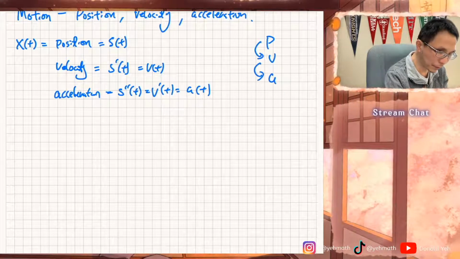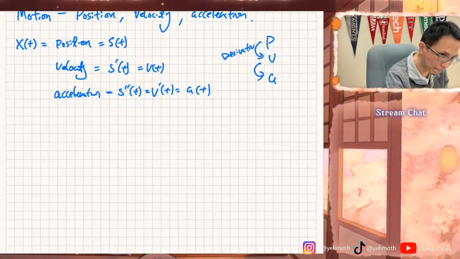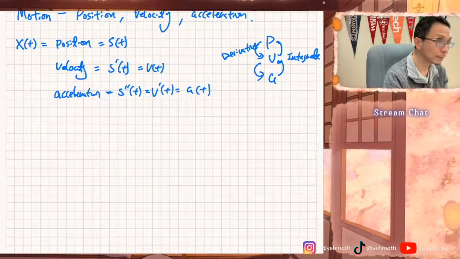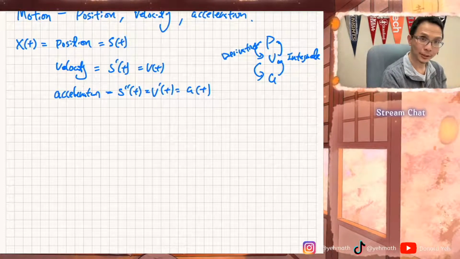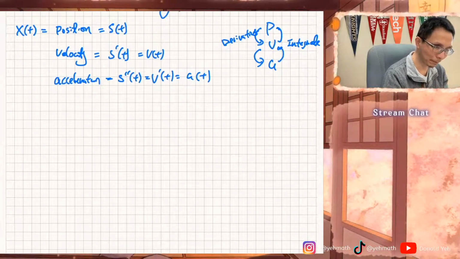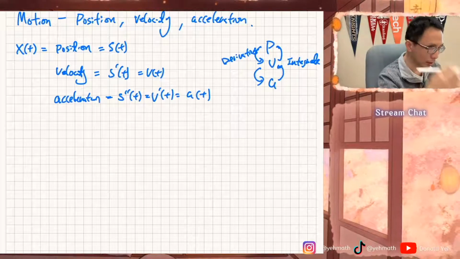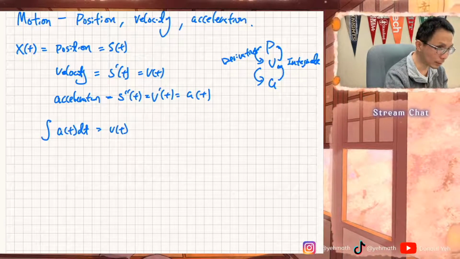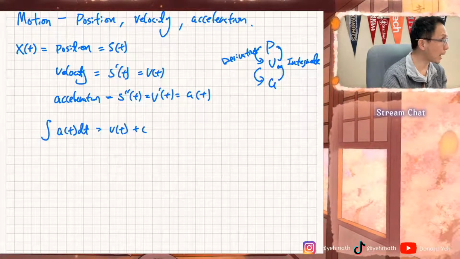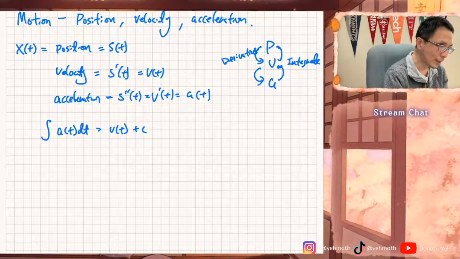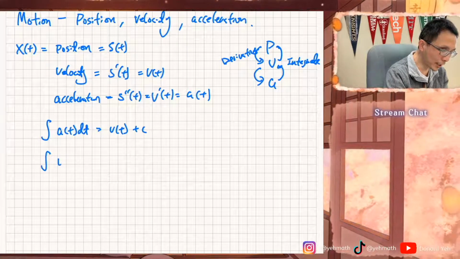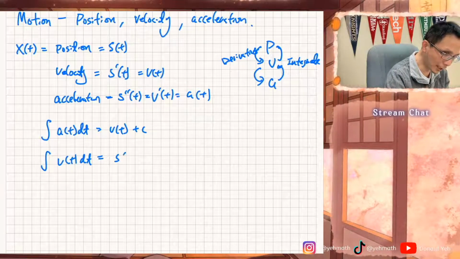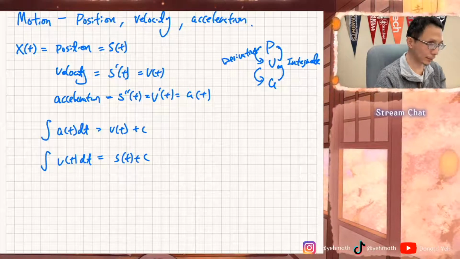From here to here is all derivative. And from here to here is integral, or antiderivative, to be more precise. So I can integrate a of t dt. If I integrate, I'm going to get v of t, but plus c, because you probably have some type of time and position to find out the c. So that c is kind of relevant. And if I integrate v of t dt, it's going to be s of t plus c.